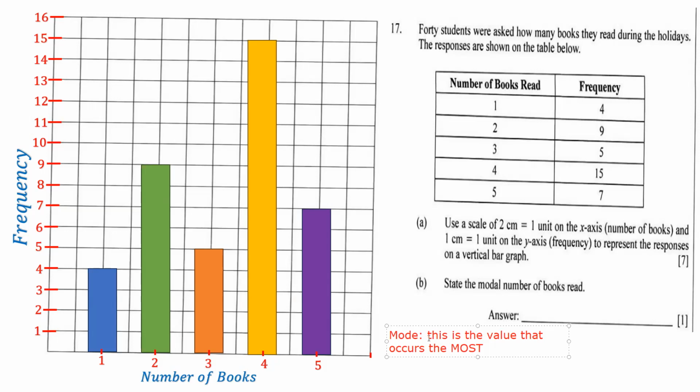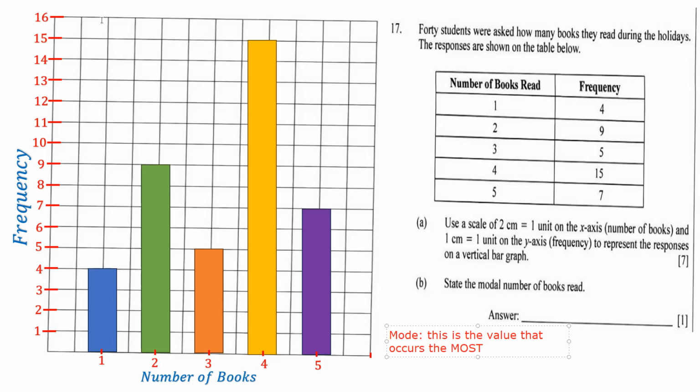Okay, and Malia, where's Malia? What is the definition of mode? This is the value that occurs the most. Very good. And Nivea Gordon, what is the definition of mode? The number that occurs the most. Very good. It's the number that occurs the most.